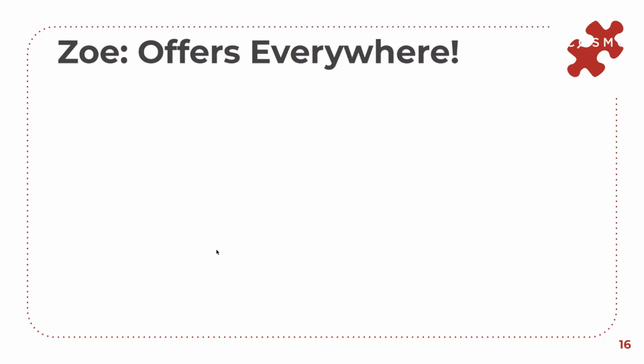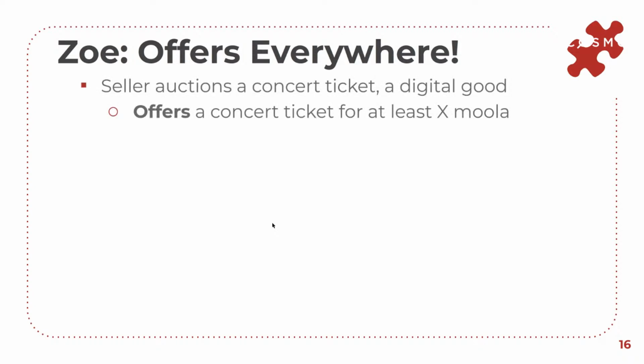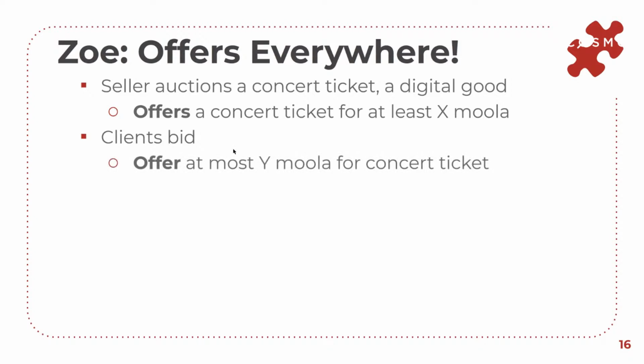So in Zoe, I'll go back to my auction example. If a seller wants to auction a concert ticket, a digital good, they make an offer that says, I will give you this concert ticket, but what I want is at least X moolah, right? You have to pay at least that much, and it's going into an auction, and so the auction might give it more money, but I need to have at least X moolah, or nobody gets the concert ticket, right? The other side, the clients are doing exactly the same kind of thing, but in the opposite direction. I will offer at most Y moolah in exchange for a concert ticket, right?